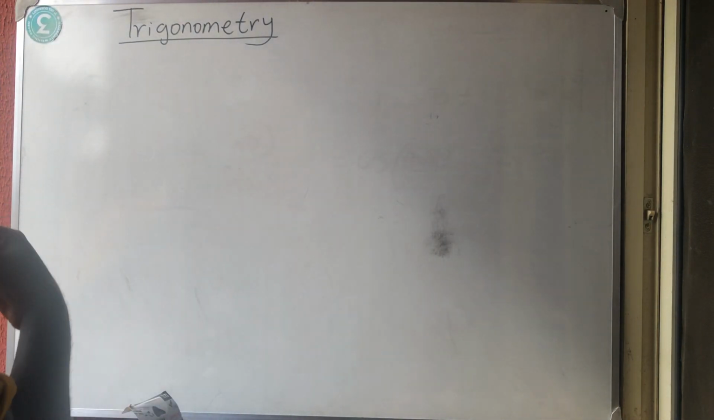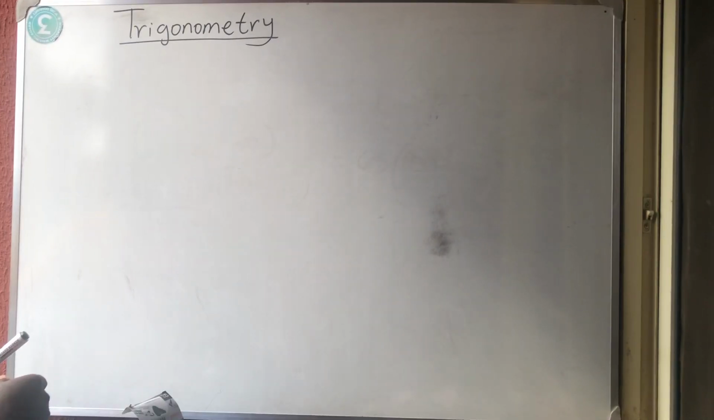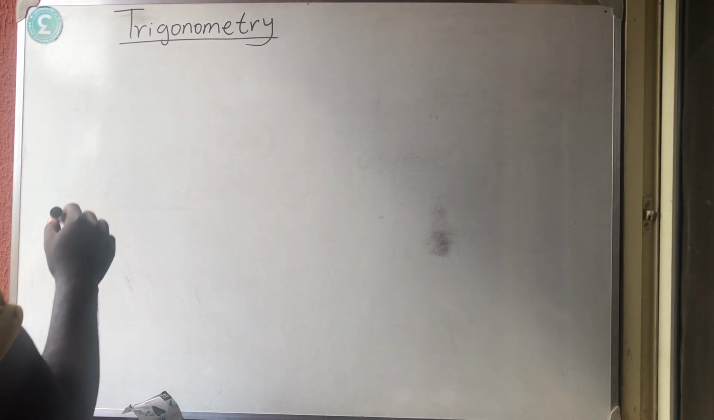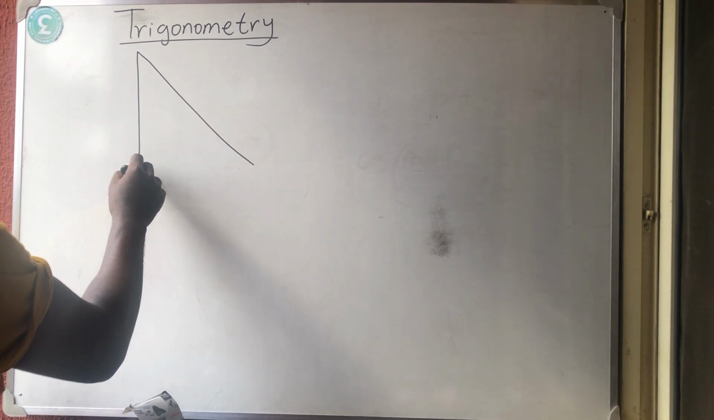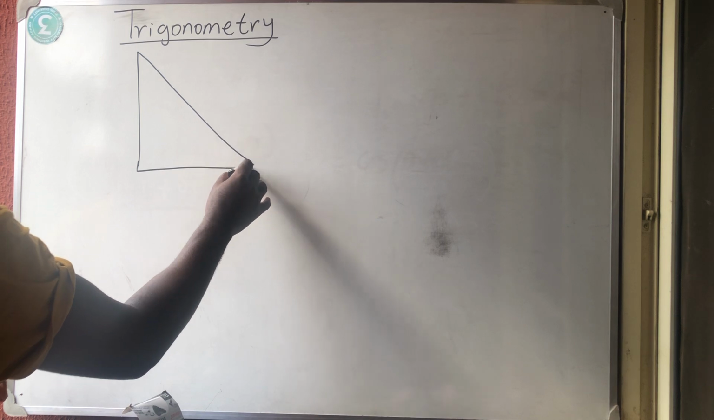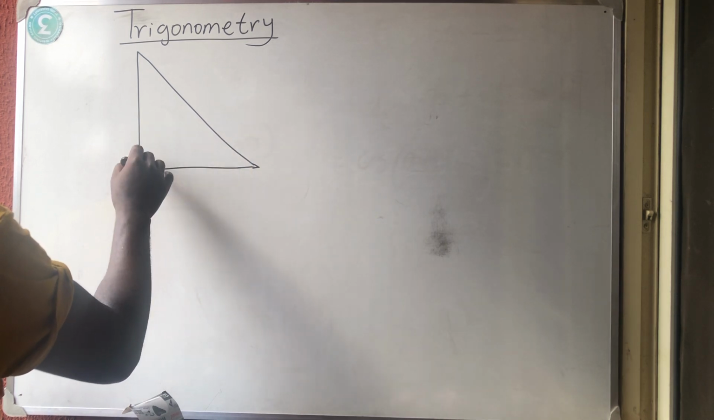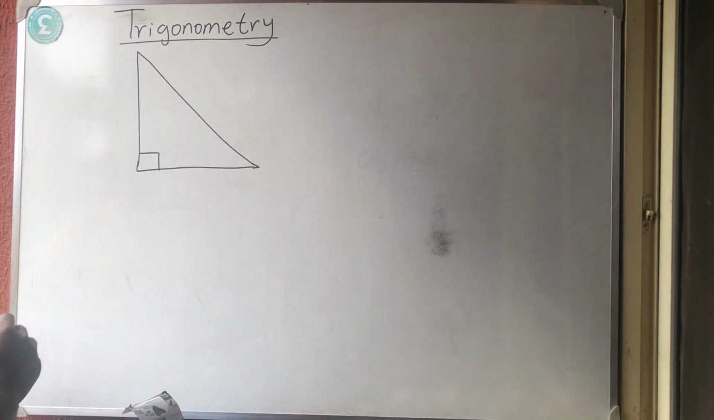Today, in this video, we'll be talking about trigonometry. Let's have a triangle like this. Trigonometry means three angles, okay? And the only shape that has three angles is a triangle. So, let me have a right angle triangle like this, okay?